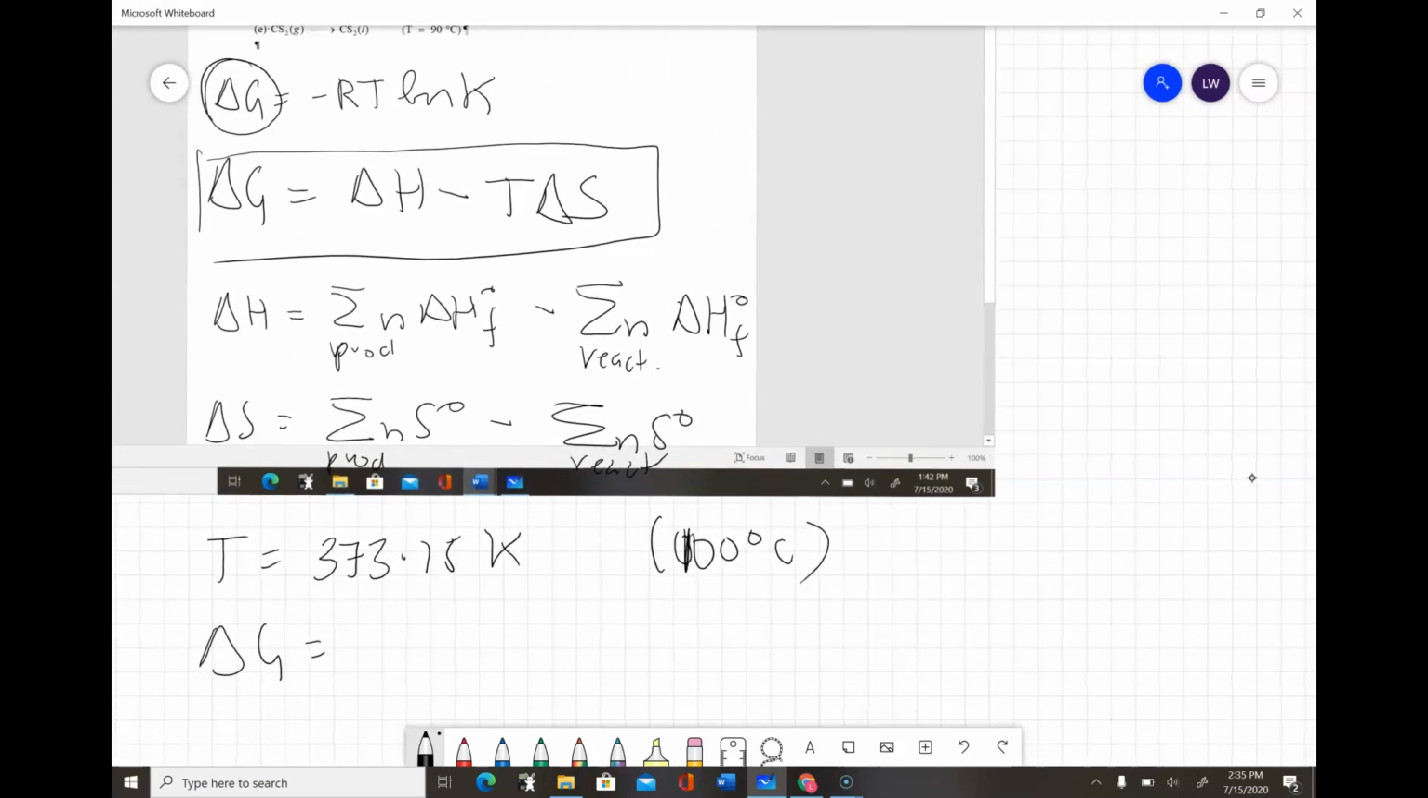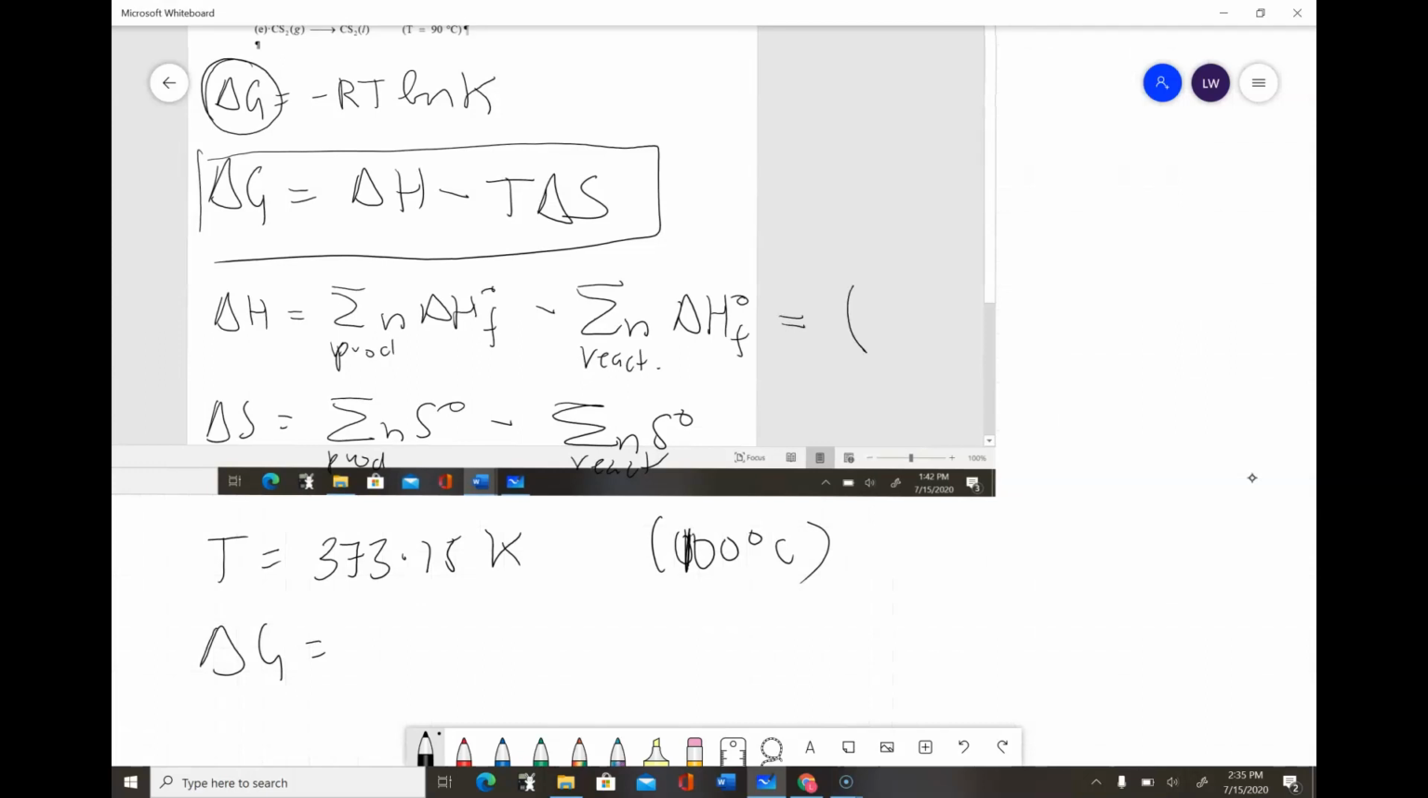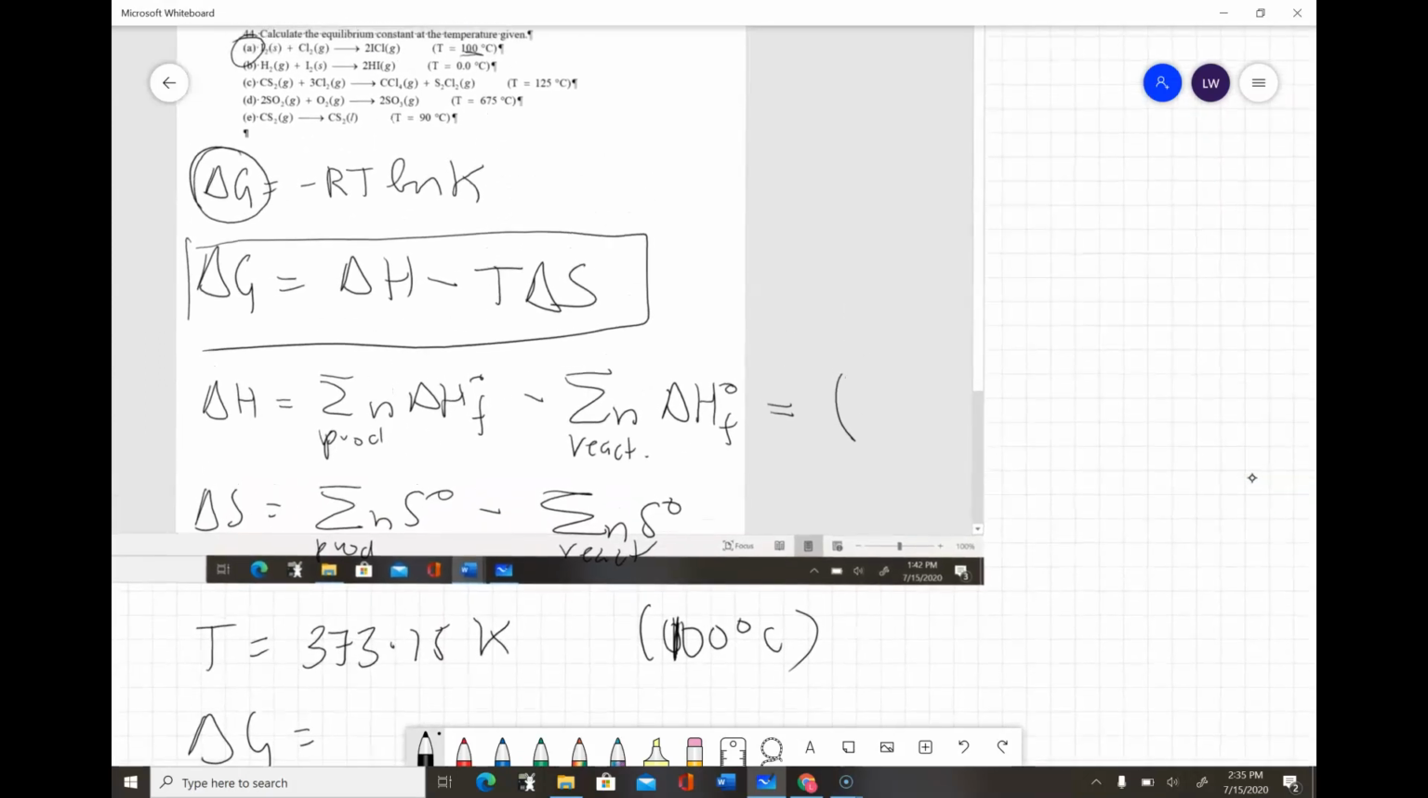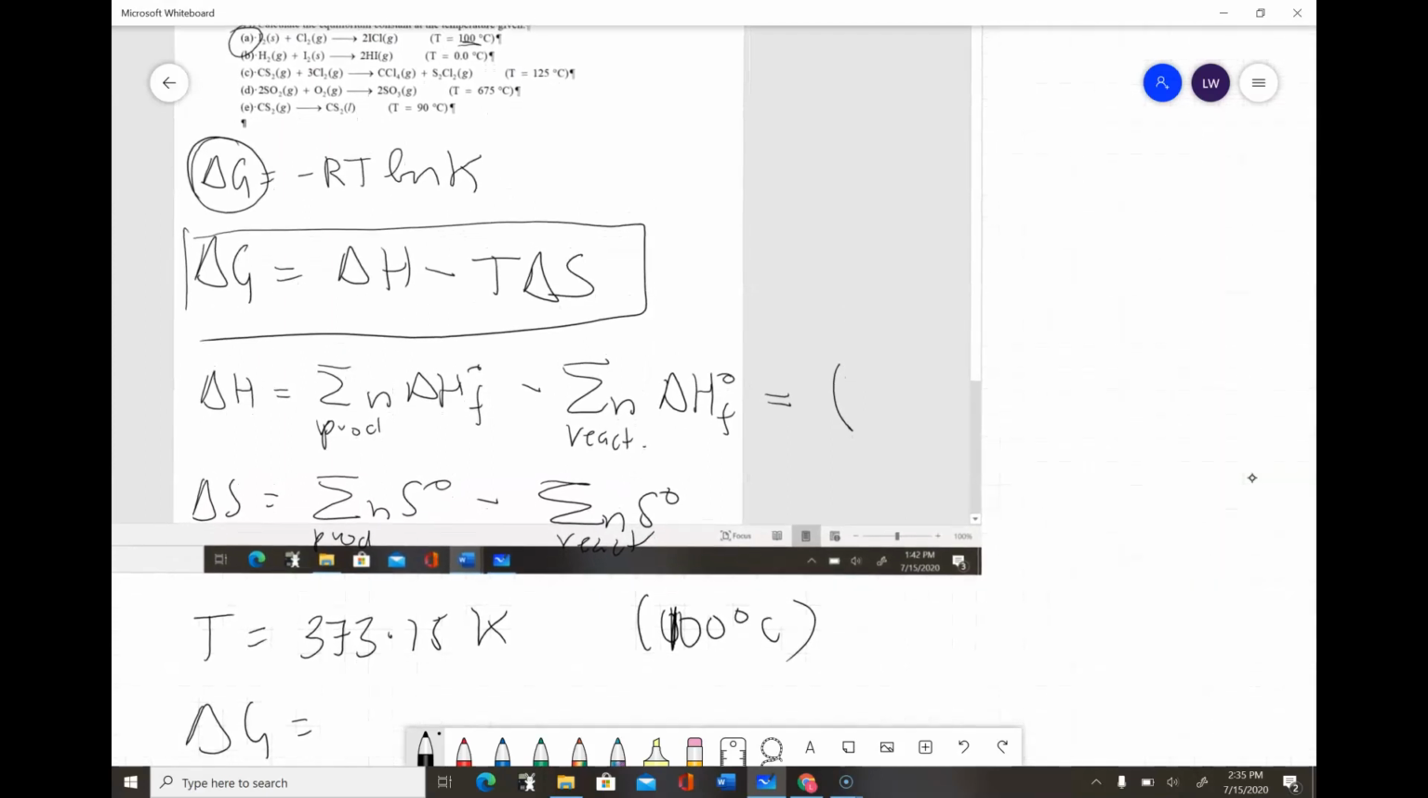So let's have a look at this. I'm going to have to look in the appendix in the back of the book to find these values, and I have to be mindful of how many things of each type. So I have to look at the product.